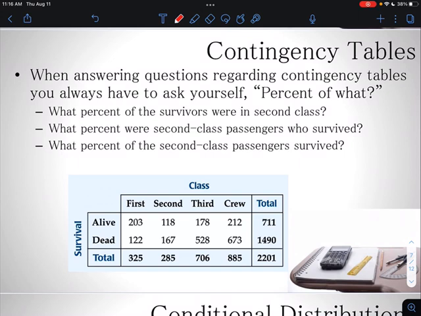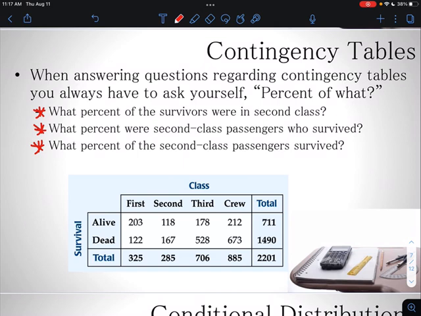The questions are going to sound very similar, but they are asking different things depending on the wording of the question. So for instance, if we look at the three questions down here, what percent of the survivors were in second class? What percent were second class passengers who survived? What percent of the second class passengers survived? Okay, now all of those look very similar on the surface. So I'm looking at this, it seems like I should be calculating the same thing every time.